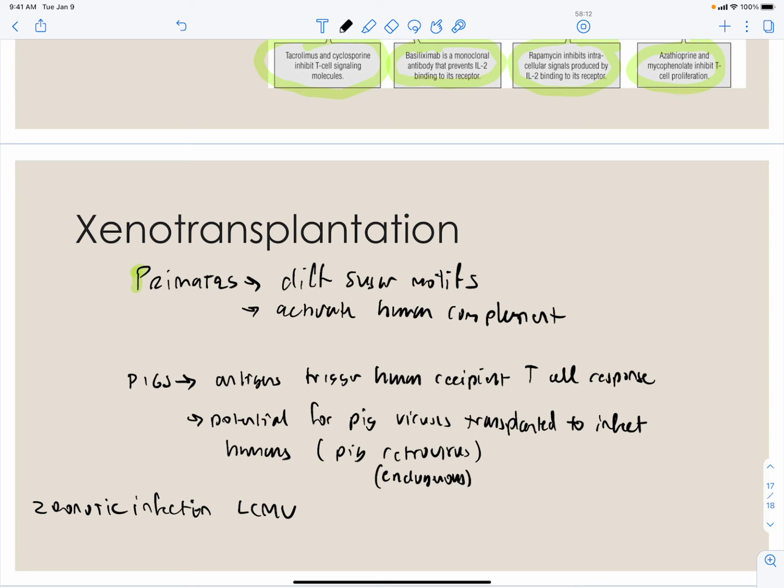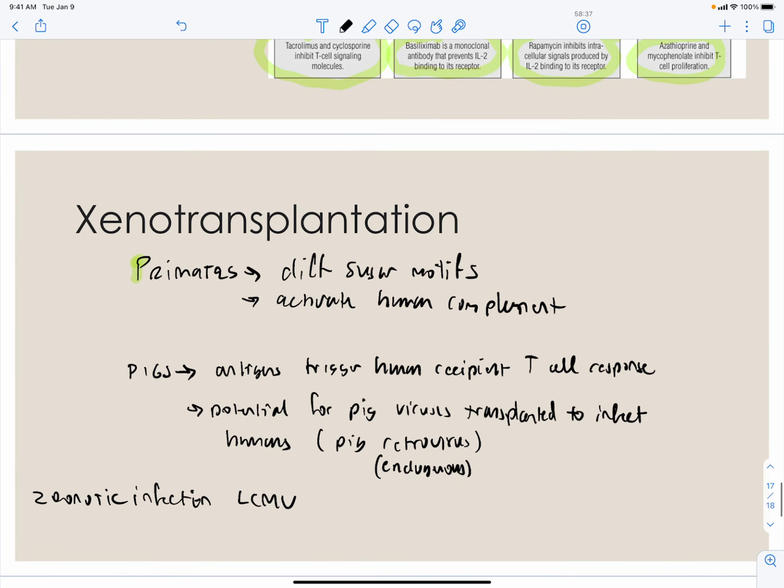And so now we screen humans for not only the other known pathogens, HIV, etc., it's also screened for LCMV. But when you go into a xenotransplanted tissue, we don't necessarily screen pigs for all of the potential pig viruses. And so there's potential for transmitting those viruses to humans during the actual process. Okay, so that is all for transplantation.